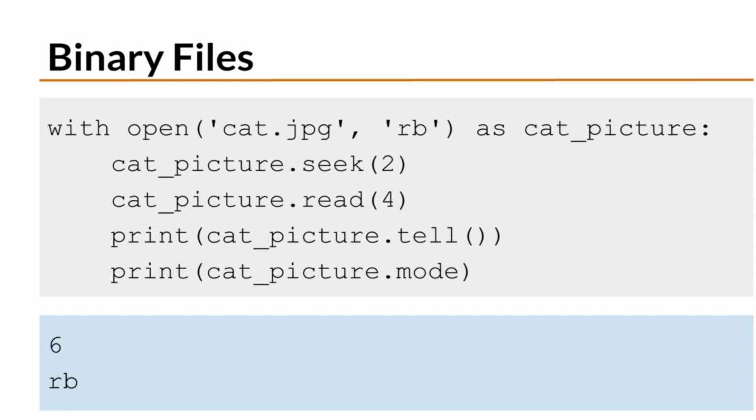This example opens up a picture of a cat in binary mode. We seek to position 2 using the seek method on the file object. Next, we read 4 bytes from the file using the read method. Next, we print to the screen the current file position, which is 6. Finally, we display the mode of the file, which is RB.